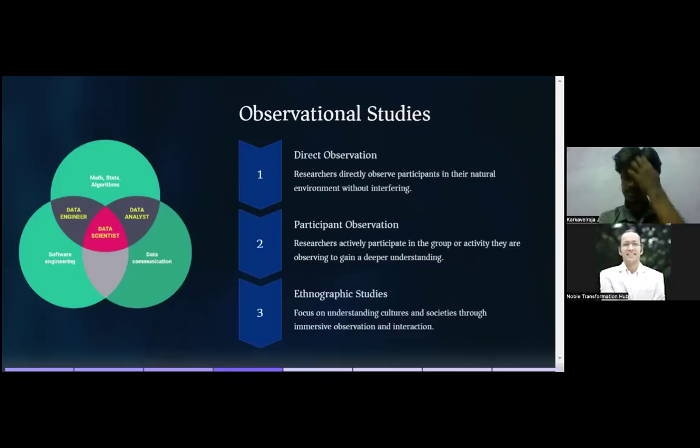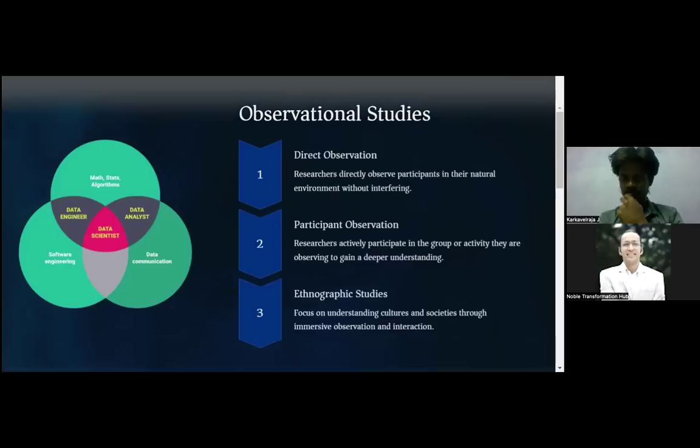Researchers directly observe participants in their natural environment without interfering, because you need to see if you are influencing people or they are getting influenced, as that will reflect in your data. So you need to be very natural, calm and composed, so that you get the information as it is. If you interfere with the environment, whatever data you collect would be biased or skewed, so it will not be pure data.